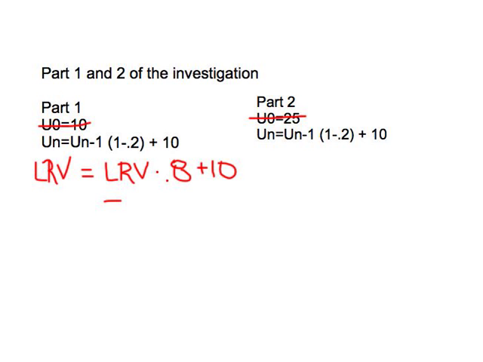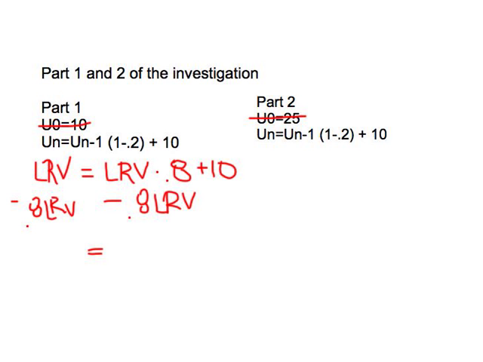So I'm going to subtract 0.8 LRV from both sides. LRV times 0.8 is the same thing as 0.8 LRV. So I'm going to get rid of it. I'm going to subtract 0.8 LRV from both sides. All right, let me bring down my equal sign here.